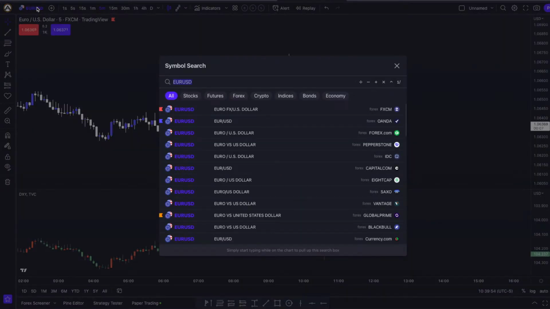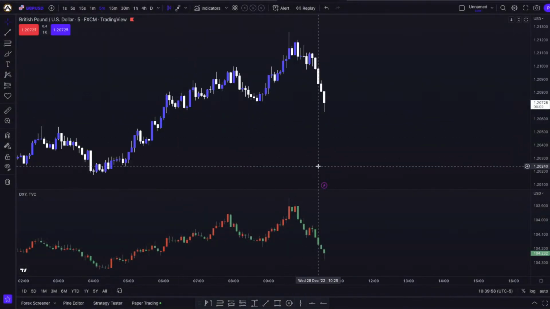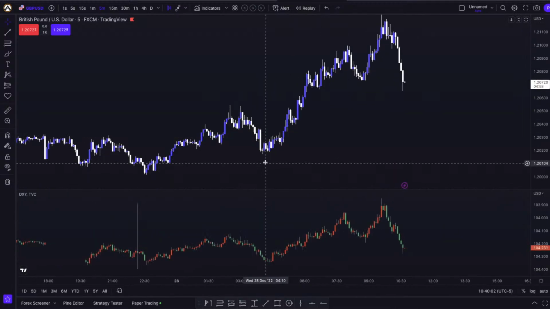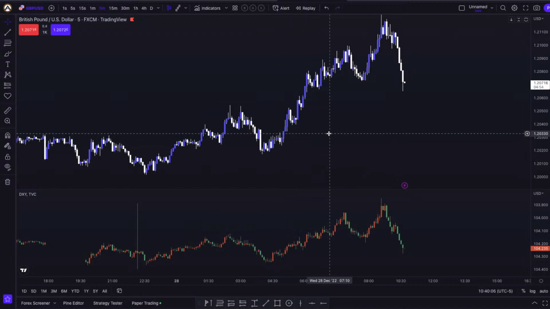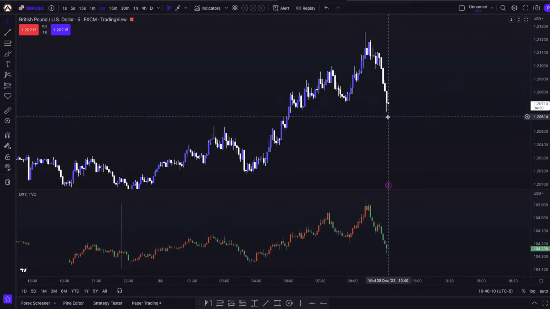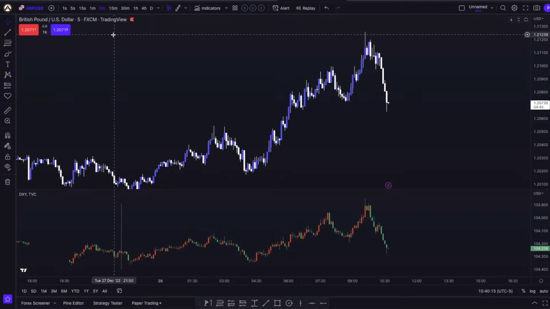We can also check cable and see if we might have seen an SMT divergence here, but also not really. Let me compare those lows. Nope, nope, nope. Pullback, up high, nope. No SMT divergence on any of the major forex pairs.